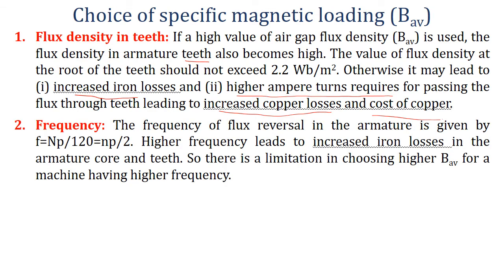Then second factor is frequency. In the case of a DC machine, the frequency of flux reversals F is equal to capital N, that is speed in RPM, into number of poles divided by 120, or speed in RPS, small letter n, into P by 2. So if we use a higher frequency, then it leads to increased iron losses in the armature core and teeth. So if we use a high value of B average, then the frequency of the machine should not be high.